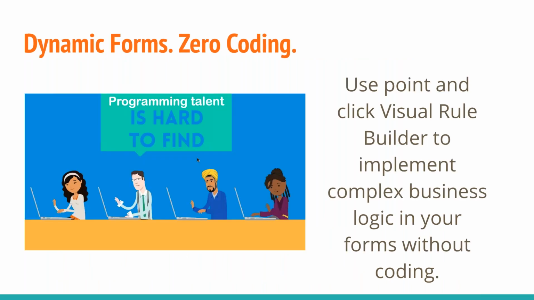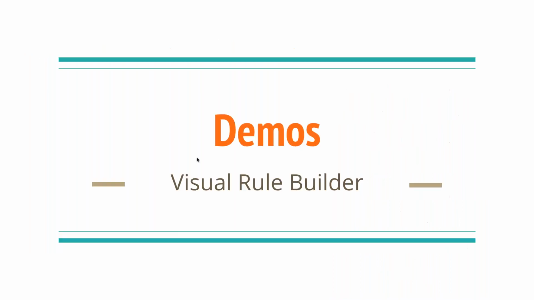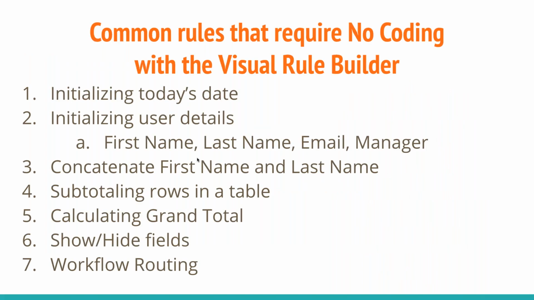So the topic of this webinar is dynamic forms, and we're going to show you how you could point and click using our visual rule builder to implement this relatively complex business logic in your forms without writing a single line of code. Okay, so jumping into the demos themselves, here's a quick look at, I've got 7 examples that I'm going to go through, kind of build upon the prior examples. Each one builds upon the previous one.